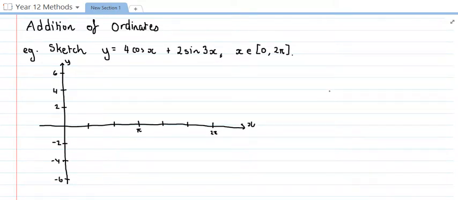Righto, I'm also going to do this exercise on the addition of ordinates of circular functions. So this is, well, I think one of the shortest exercises in the book. There's only one question with 5 parts. Pretty quick to go through, and honestly it's not a very methodsy idea.